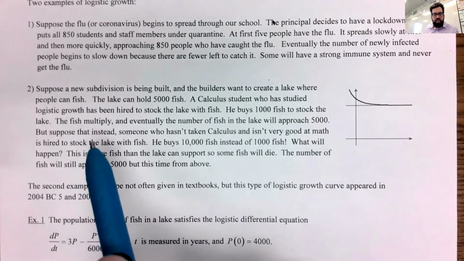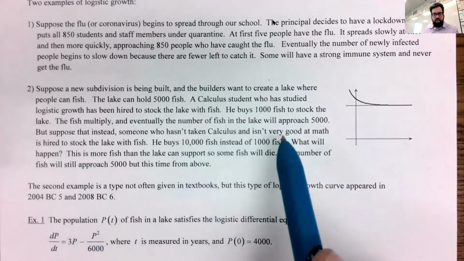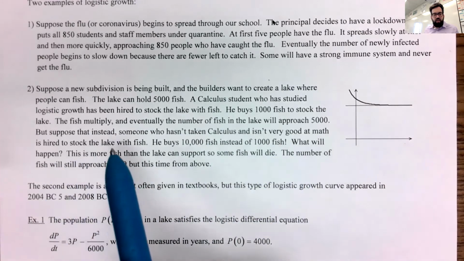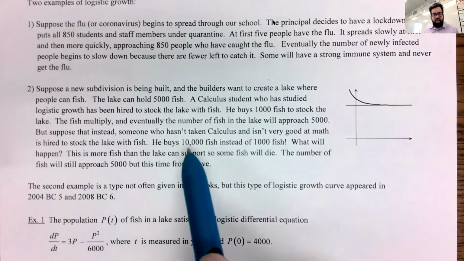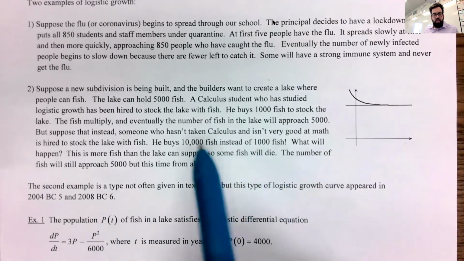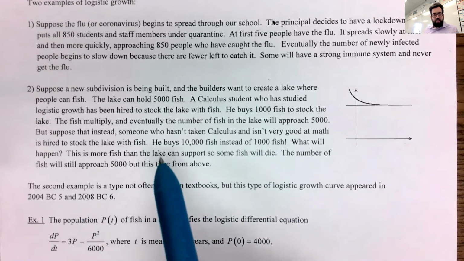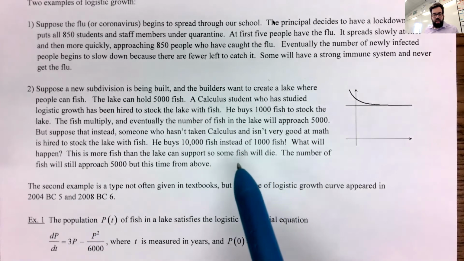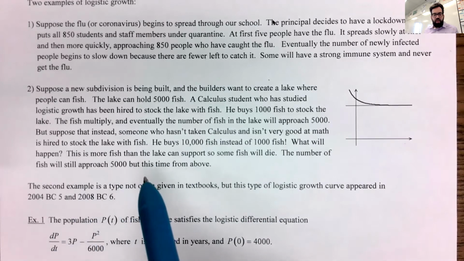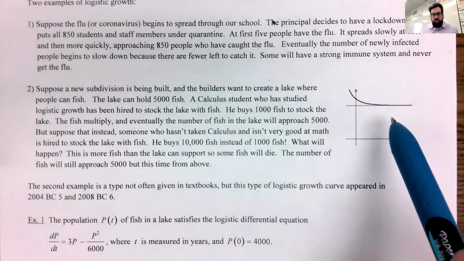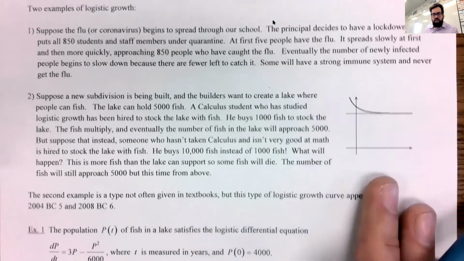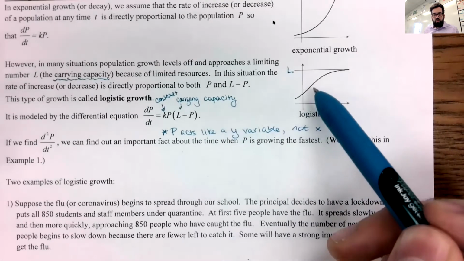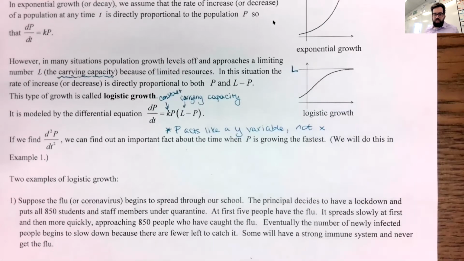But suppose that instead someone who hasn't taken calculus and isn't very good at math is hired to stock the lake with fish. He buys 10,000 fish instead of 1,000. What will happen? This is more fish than the lake can support, so some fish will die. The number of fish will still approach 5,000, but this time from above. So it ends up looking like this, versus growing to our capacity like this.